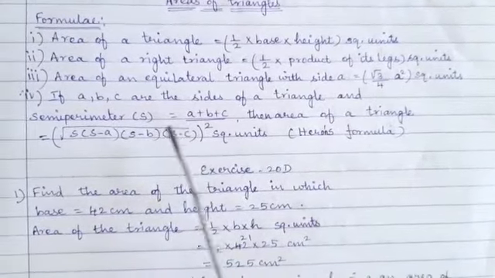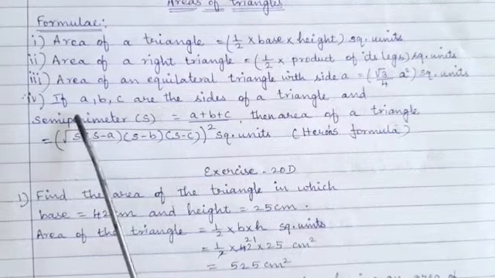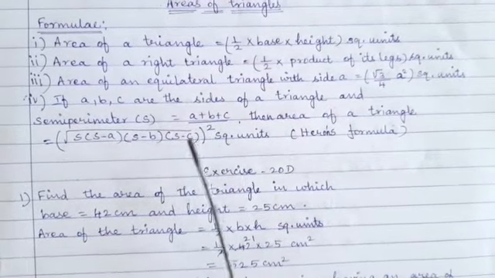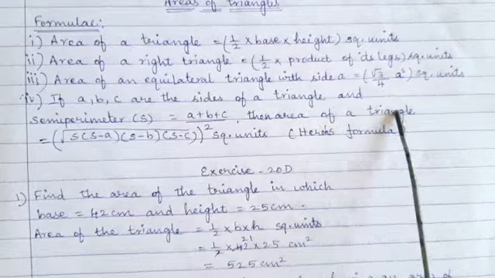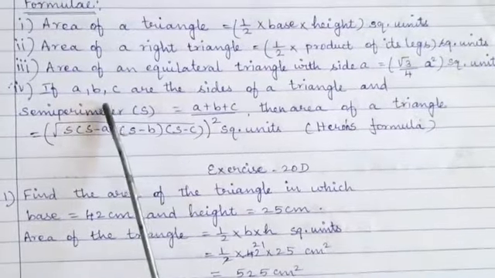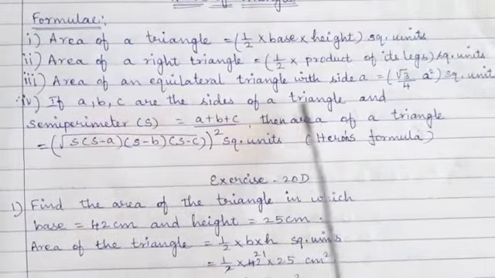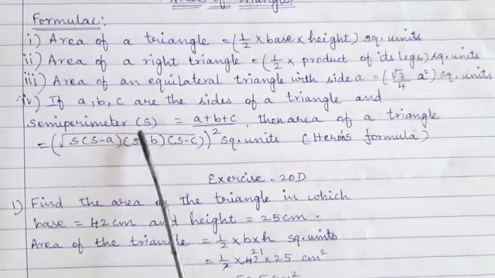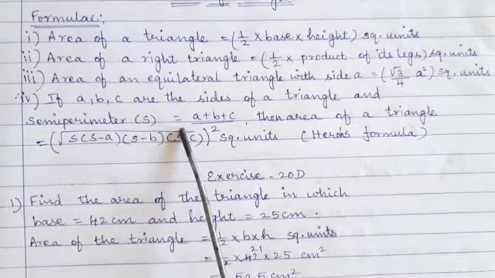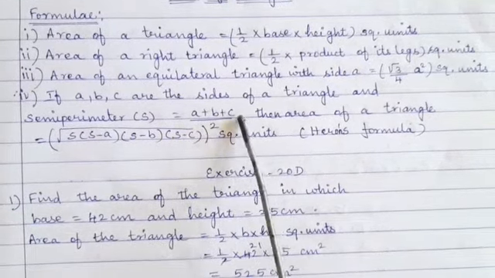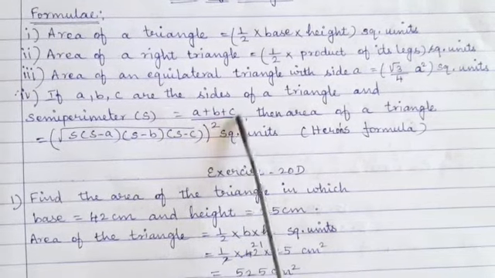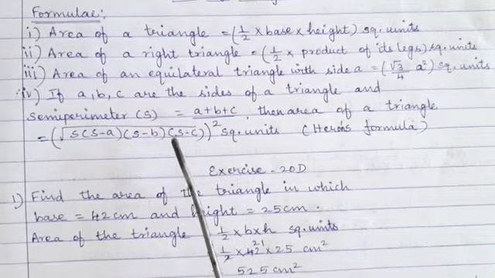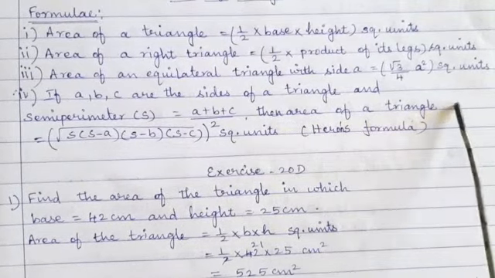If all the sides of the triangle are of different lengths, then we will use this formula for finding the area. That is, if a, b, c are the sides of a triangle and semi-perimeter, that is s, is equal to a plus b plus c by 2. Because we are using the semi-perimeter in finding the area of a triangle.